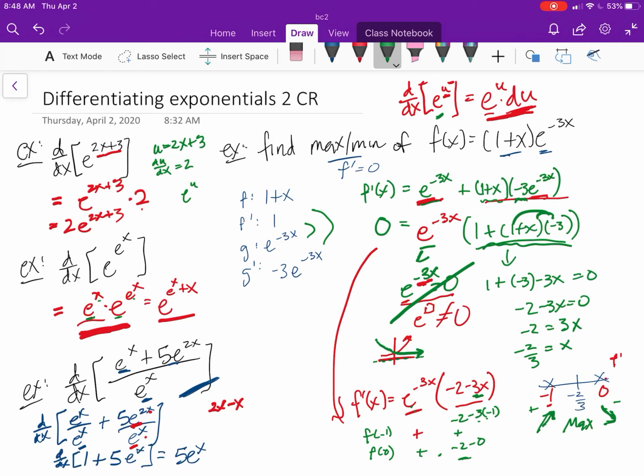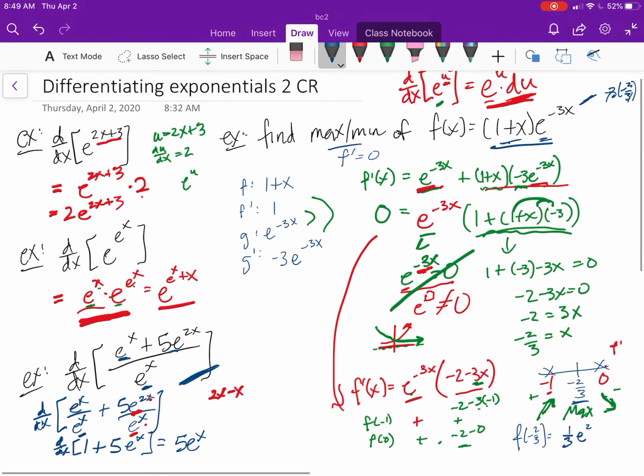So the last thing, I didn't really write it all out, like find the max or min. Is it a point, or do we just want the x value? I guess I should have specified that, but let's go ahead and just plug in negative 2/3. Right, I know x is negative 2/3, so f of negative 2/3 is, going back to the original function, 1 plus negative 2/3, so 1 minus 2/3 is 1/3. And then e to the negative 3 times negative 2/3, which is just positive 2.